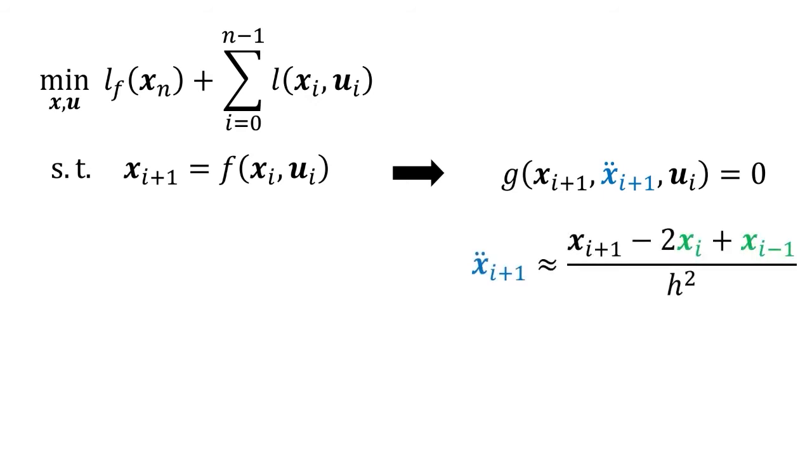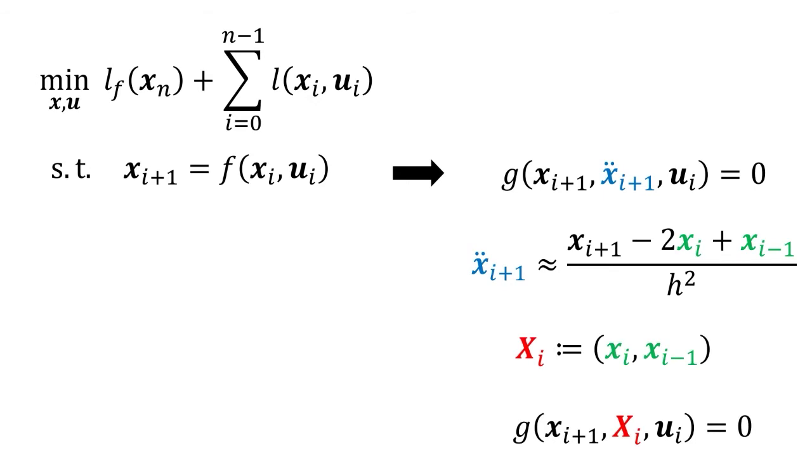Since we formulate our problem in a discrete manner, we approximate this acceleration with a backward differentiation formula, where h denotes the time between two consecutive trajectory steps. We stack all past trajectory steps together and denote them with capital Xi. We note that we can use higher order approximations of the acceleration by simply including more past trajectory steps into this variable.